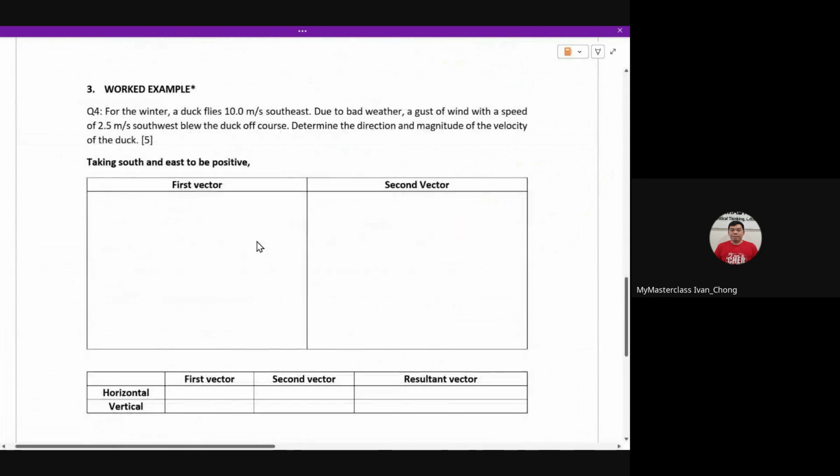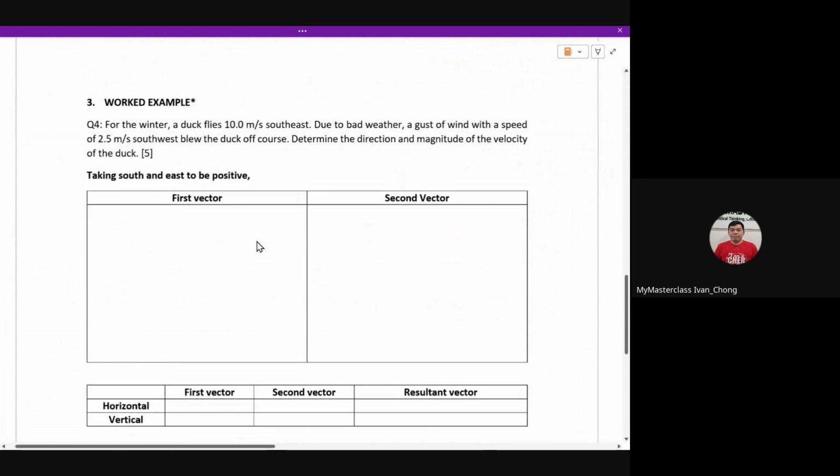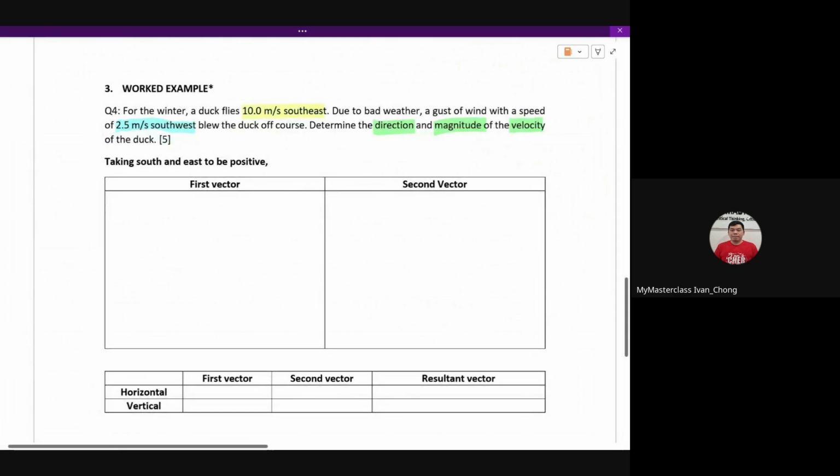So let's take a look at the word example on the next page. Vector number one, you fly 10.0 southeast, and then they tell you there is another southwest. This is number two. So what's the direction and magnitude of the velocity of the duck? This is your resultant. First thing, vector number one: we have 10 meters per second southeast, so southeast will be in this direction.